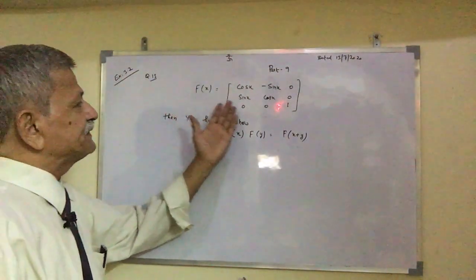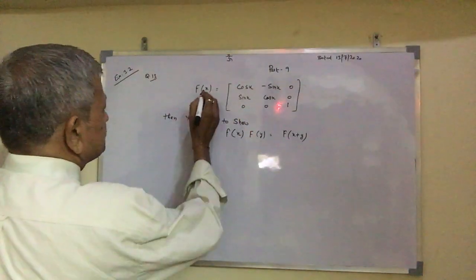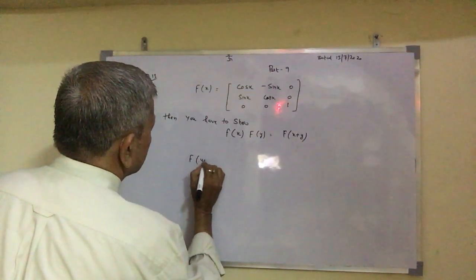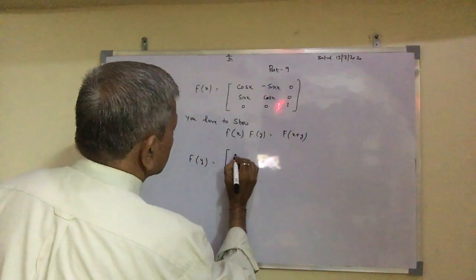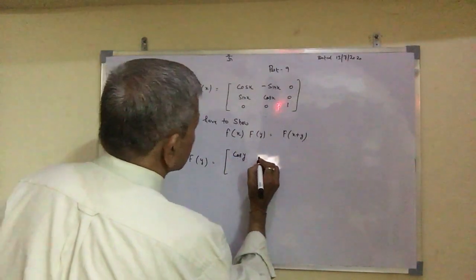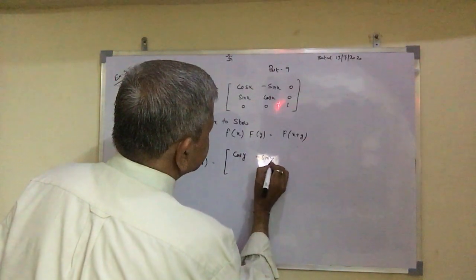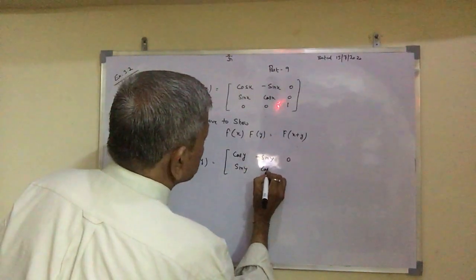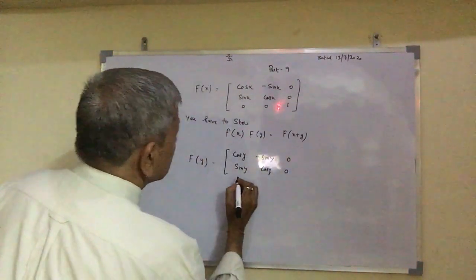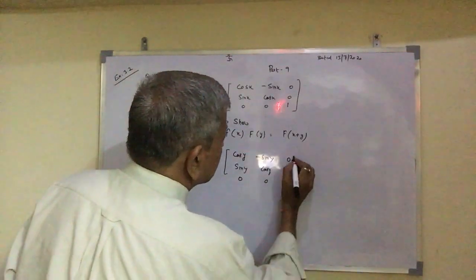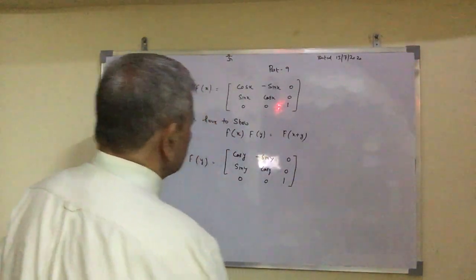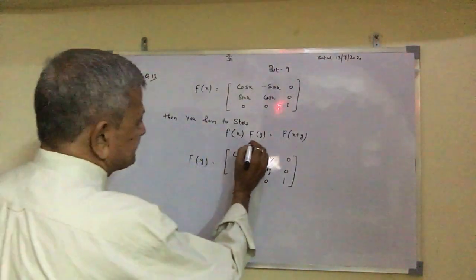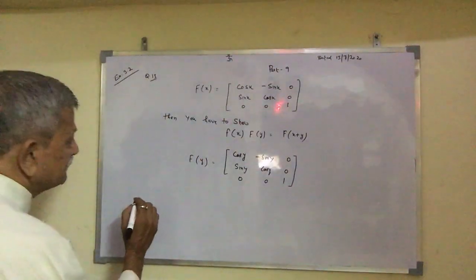Since you have been given this f(x), if we replace x with y, then f(y) will be cos y, minus sin y, 0; sin y, cos y, 0; then 0, 0, 1. Now, this value is your f(y).